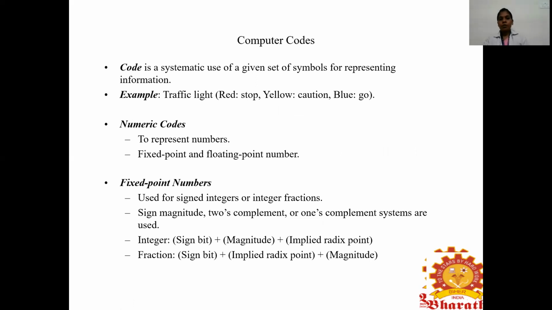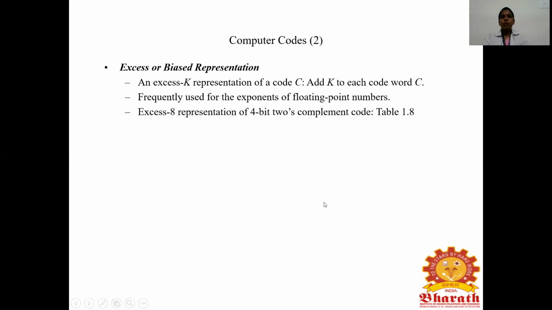Fixed point numbers. What are fixed point numbers? They are used for signed integers and signed magnitude. 2's complement or 1's complement systems are also used to represent the sign of a number, whether it is positive or negative. We use the sign magnitude. If you take an integer, first is the sign bit, then the magnitude, and then the implied radix point. If it is a fractional number, first is the sign bit, second is the implied radix point, and the third is the magnitude.